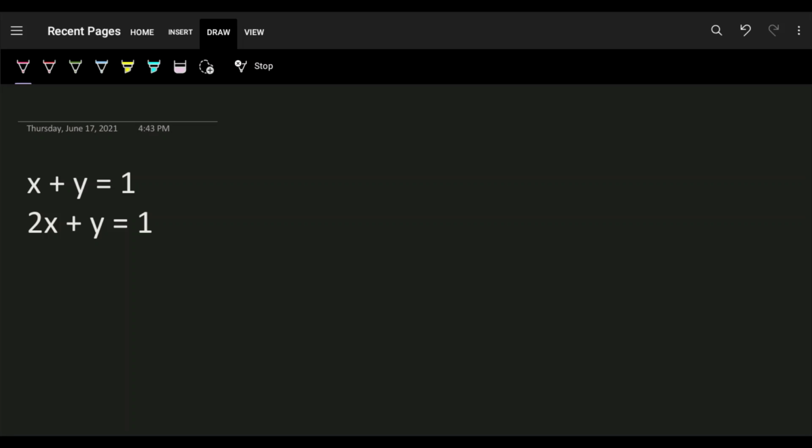Similar to the previous example, you're going to isolate and solve for the variable y, but just as a reminder, you could also solve for the variable x. It doesn't matter which variable you solve for. So we will solve for y in the first equation, isolating it in terms of x.